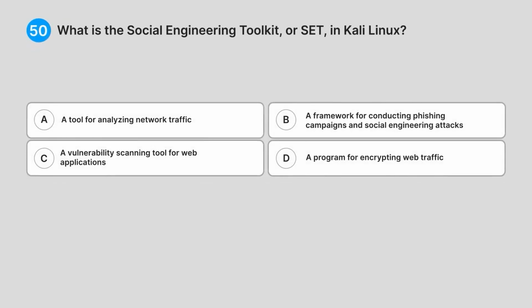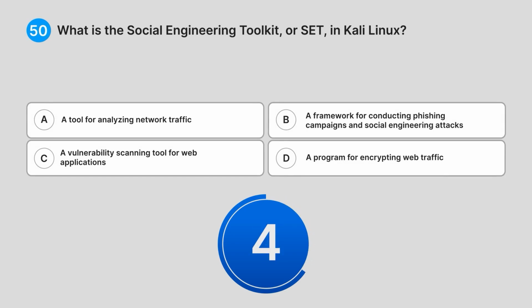50. What is the Social Engineering Toolkit, or SET, in Kali Linux? A. A tool for analyzing network traffic. B. A framework for conducting phishing campaigns and social engineering attacks. C. A vulnerability scanning tool for web applications. D. A program for encrypting web traffic. Can you guess the answer?